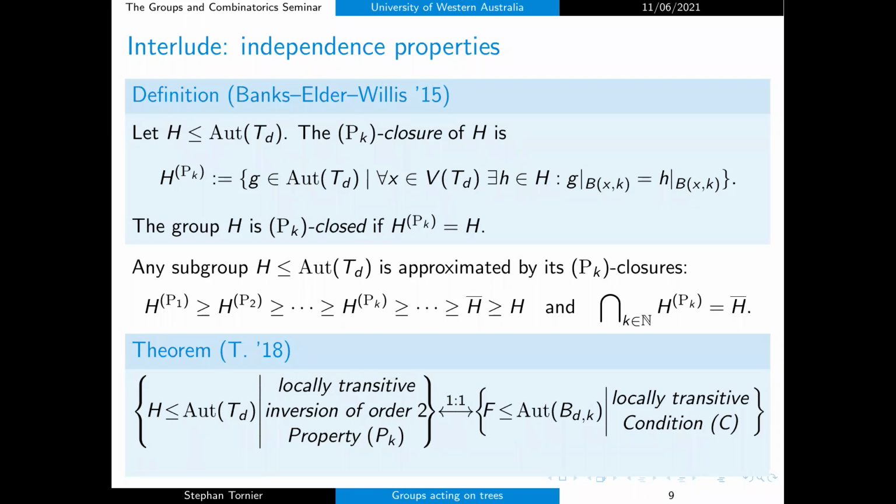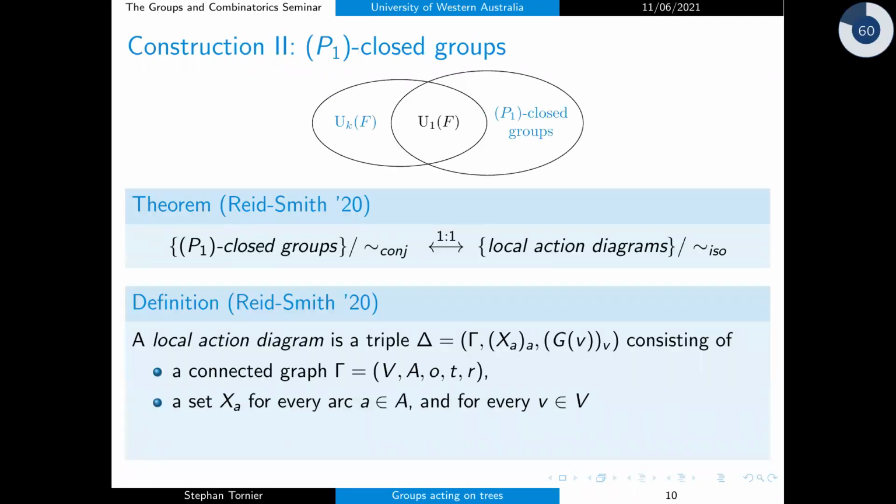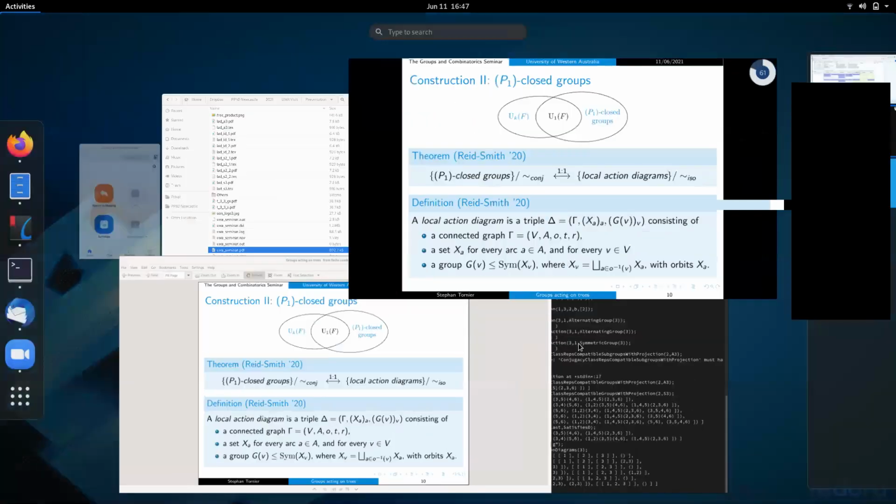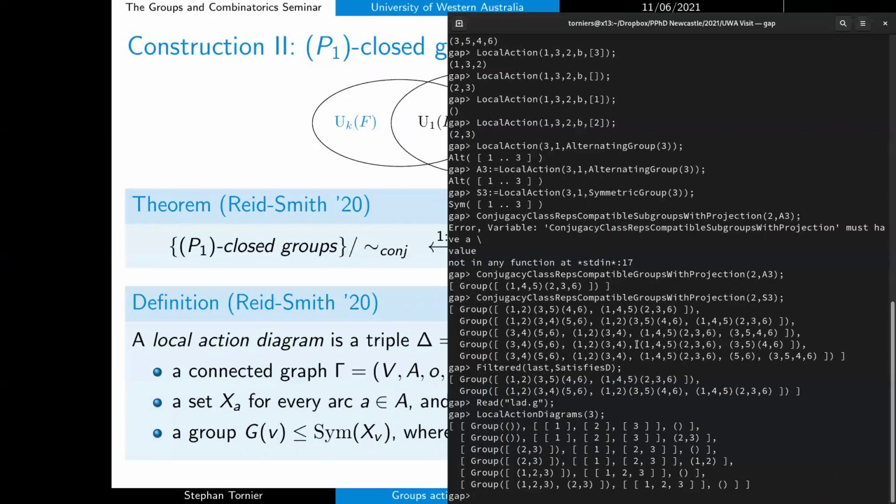With your gap package, you can investigate local action diagrams? Not really, at the moment. It's not quite a package yet. It really is just this one command which lists them. So there's more work to be done here. The other package is more substantial, and that's on GitHub and so on. But this one isn't.